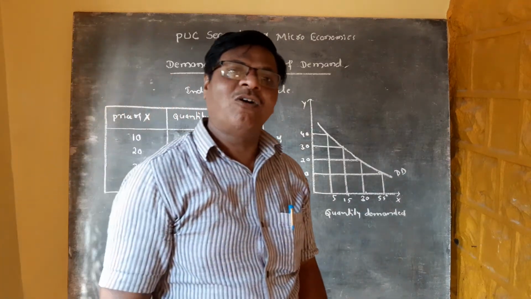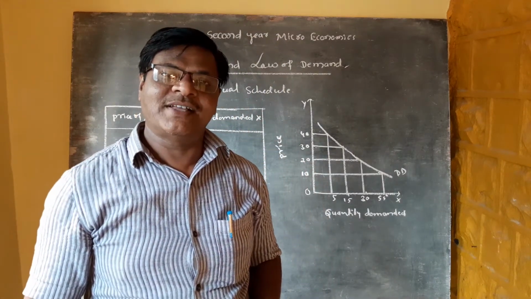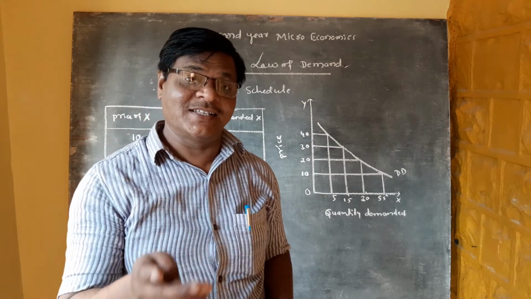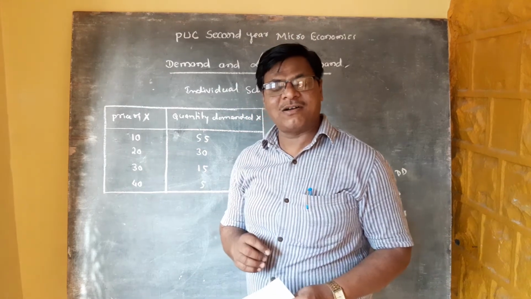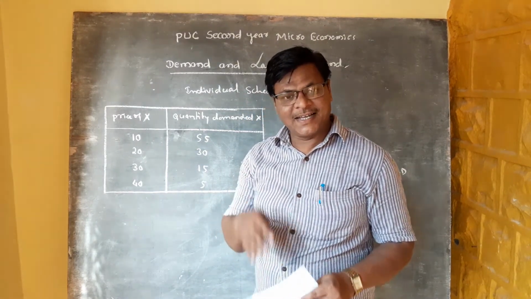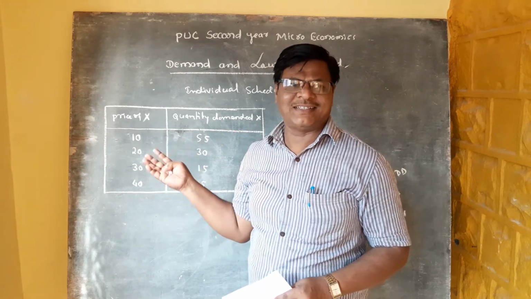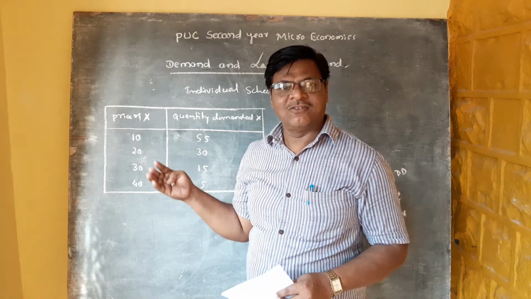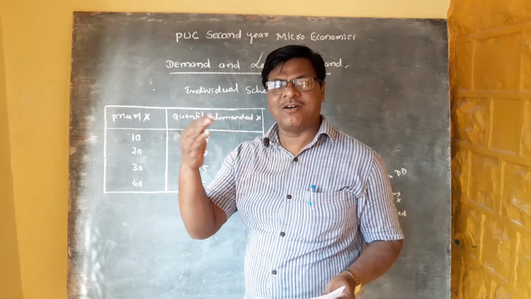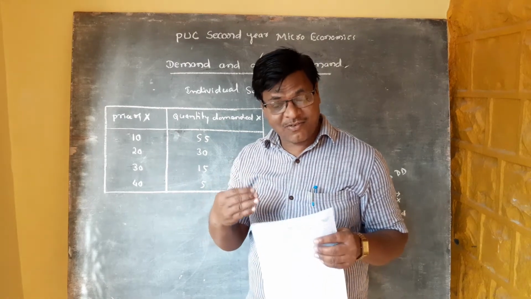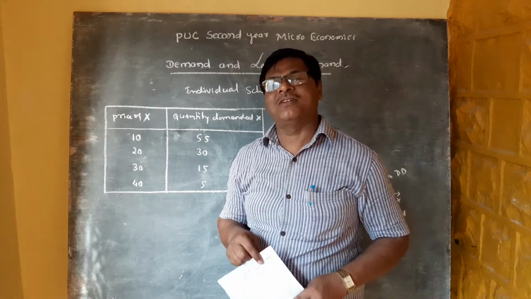Once again, the law of demand states that, other things remaining constant, when the price of the commodity increases, the demand for the commodity decreases. When the price of the commodity decreases, the demand increases. The good may be X or Y. When prices rise, demand falls. When prices fall, demand rises. It is called the law of demand.